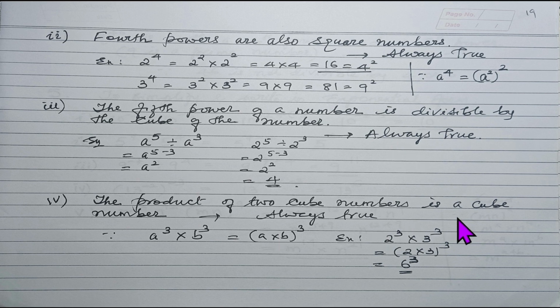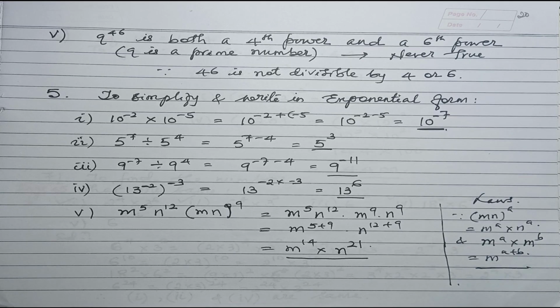The product of two cube numbers is a cube number. Supposing I have a cube into b cube, then it will be a into b whole raised to cube, and it is always true, because 2 cube into 3 cube becomes 2 into 3 cube, that is 6 cube, and therefore statement is always true.